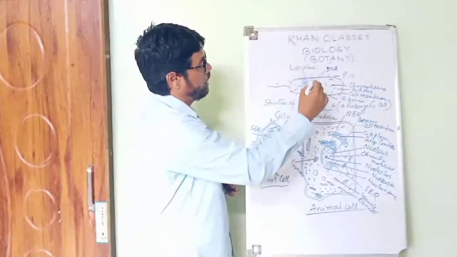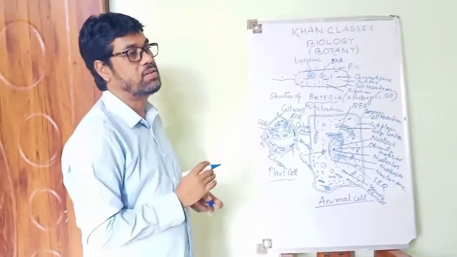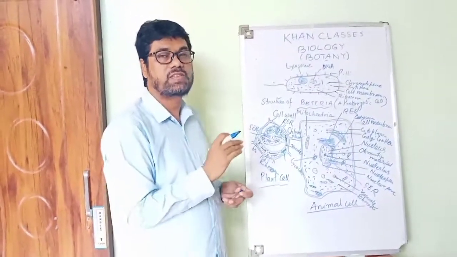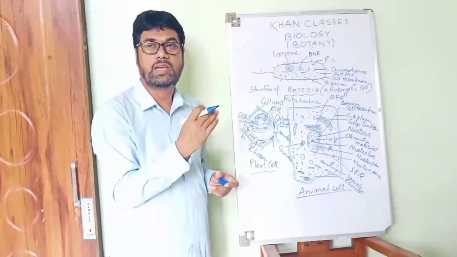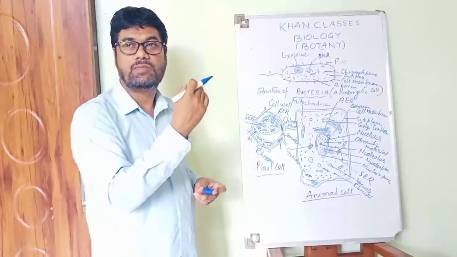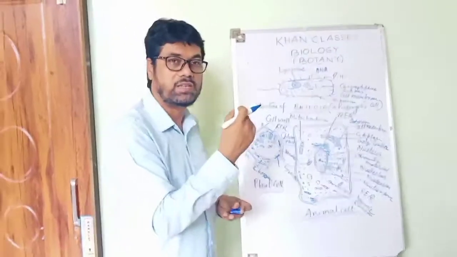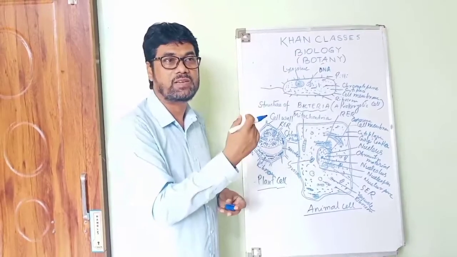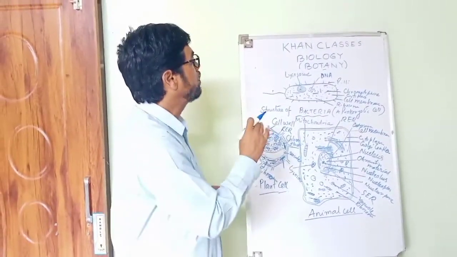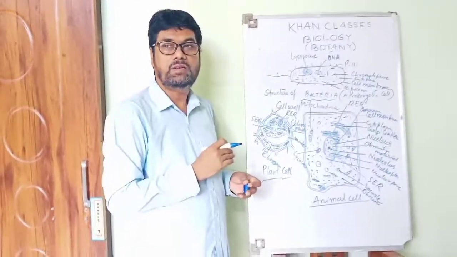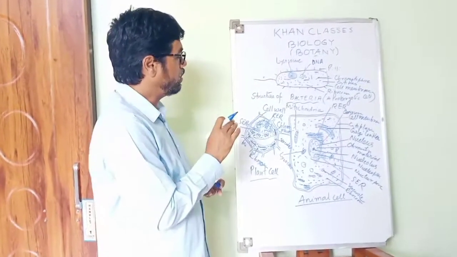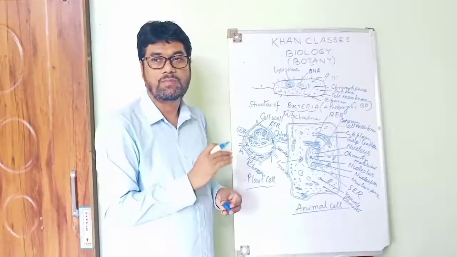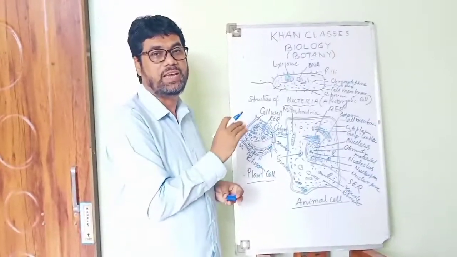In the next class I will discuss the function of the cell and the different components of the cell. Components of the cell means cell organelles like mitochondria, Golgi bodies, endoplasmic reticulum, lysosomes, chloroplast, ribosomes, then microfilaments, and other components of the cell. But till now, this has been the description of the cell that I have described here.